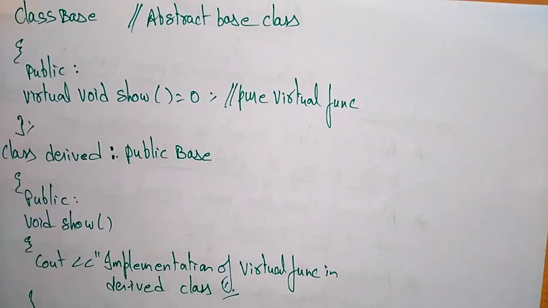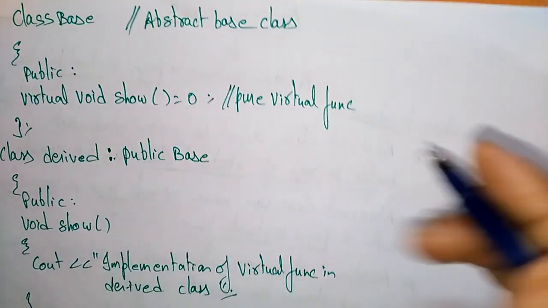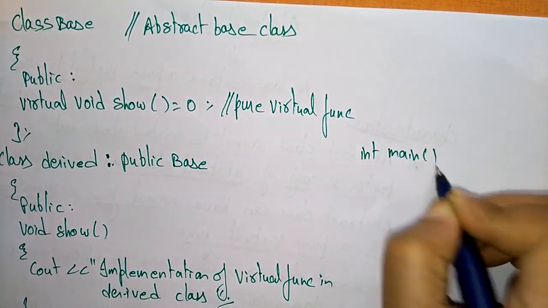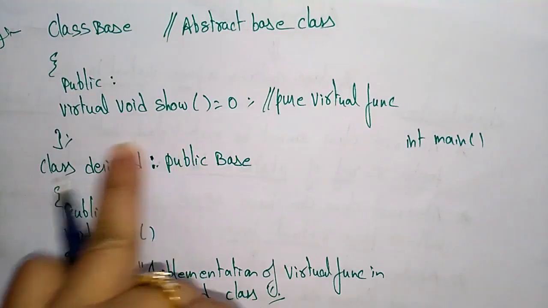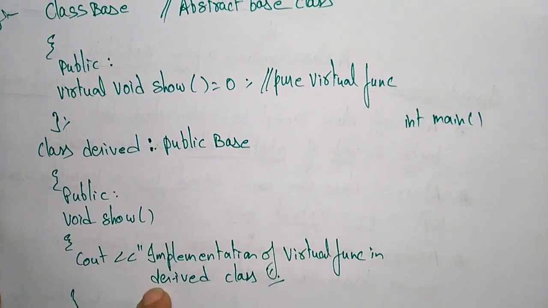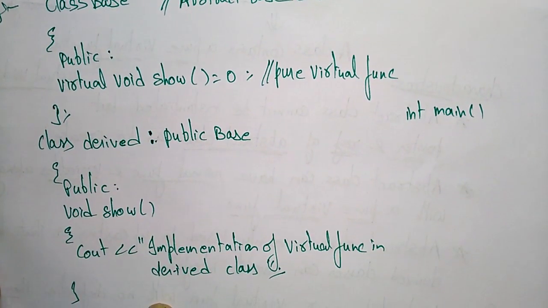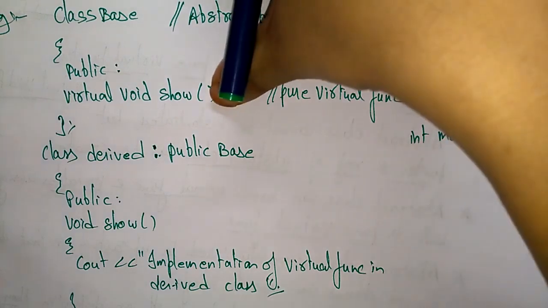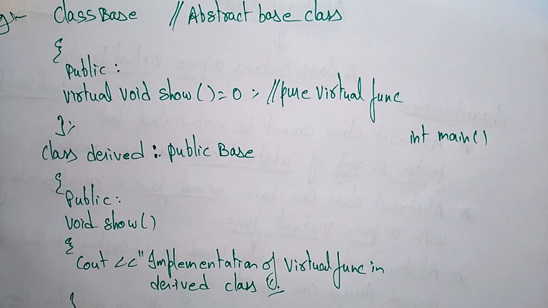Now write the main program. So I just wrote the classes. Now I'm writing the main. Int main. Actually in the abstract class I just wrote the function only, but that function will be implemented in the derived class. Okay, you will get some doubt, why am I using the base class? The base class without definition is no use. So then why are we using it?